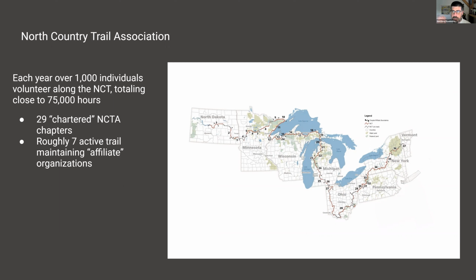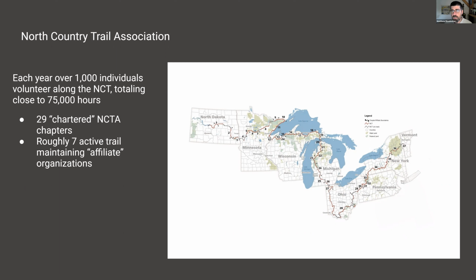And then in addition to our 29 chapters, we have about 7 active trail maintaining affiliates, and the big 3 are the Finger Lakes Trail in New York, the Buckeye Trail in Ohio, and the Superior Hiking Trail Association in Minnesota. All 3 of those existed before the North Country Trail was put into place. So they're their own nonprofit organizations with varying amounts of staff and huge volunteer bases. All 3 of them have huge volunteer bases, and they're really good at what they do.